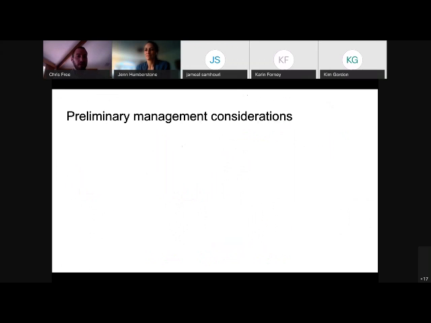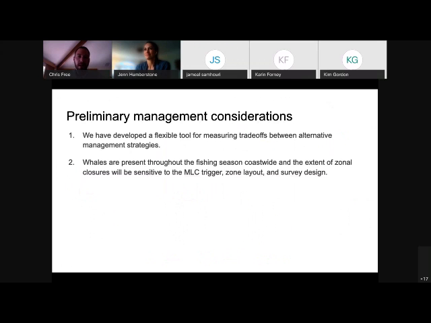Just to conclude, we have developed a really flexible tool for measuring trade-offs between alternative management strategies. In using this tool, we found that whales are present throughout the fishing season coastwide, and that the extent of zonal closures will be really sensitive to the density trigger that triggers a closure, and also the layout of the zones and the survey design that judges that threshold density.